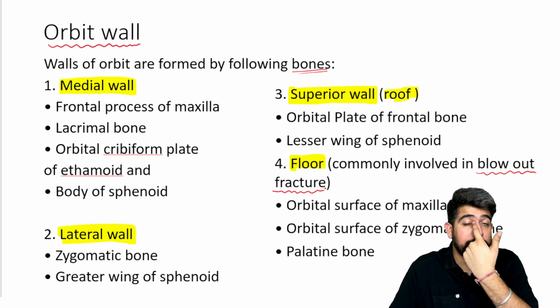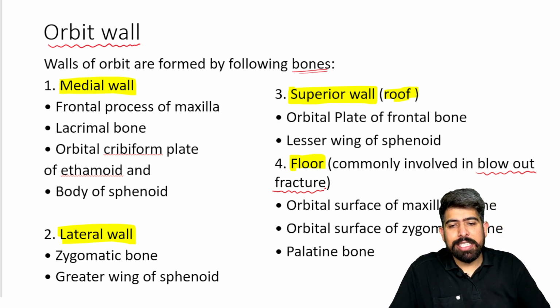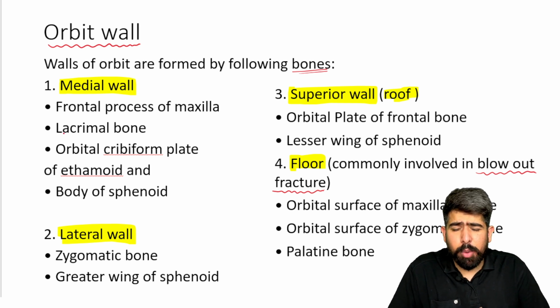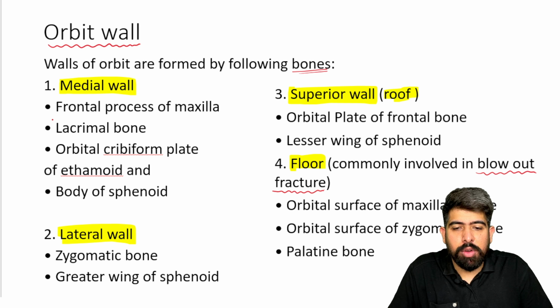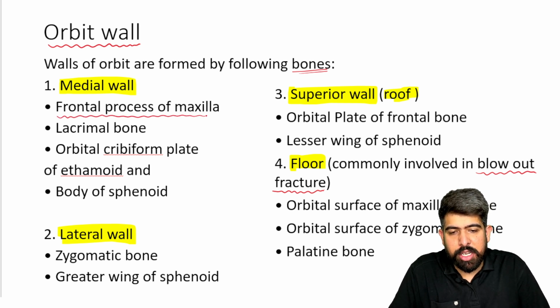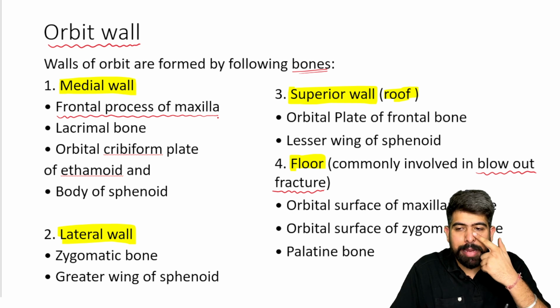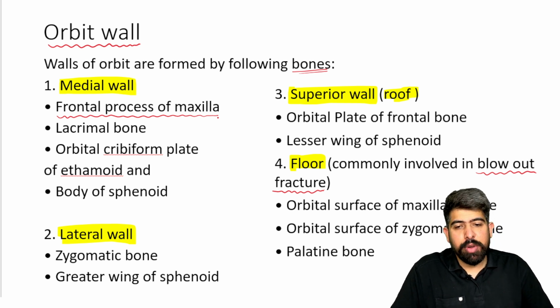This wall near the nose is known as your medial wall, and in this medial wall we have bones participating in making the medial wall of the orbit. The first one is your frontal process of the maxilla. So the frontal process of the maxilla will participate in your medial wall.